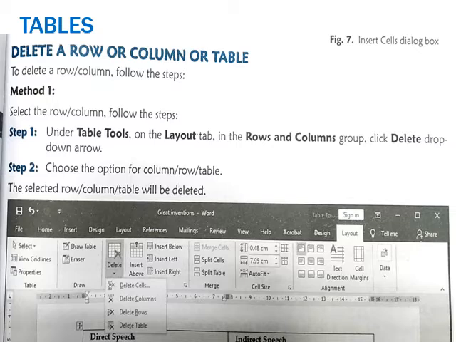To delete a row or a column, follow the steps. Select the row or column. Now you can see that choosing the object or the item that you want to work on is the prime requirement. You have to select that. Select the row or column and then follow the steps. Under the table tools on the layout tab in the rows and columns group, click the delete drop down. Choose the option from the list. Now you can just refer to the image that you see here on the screen.